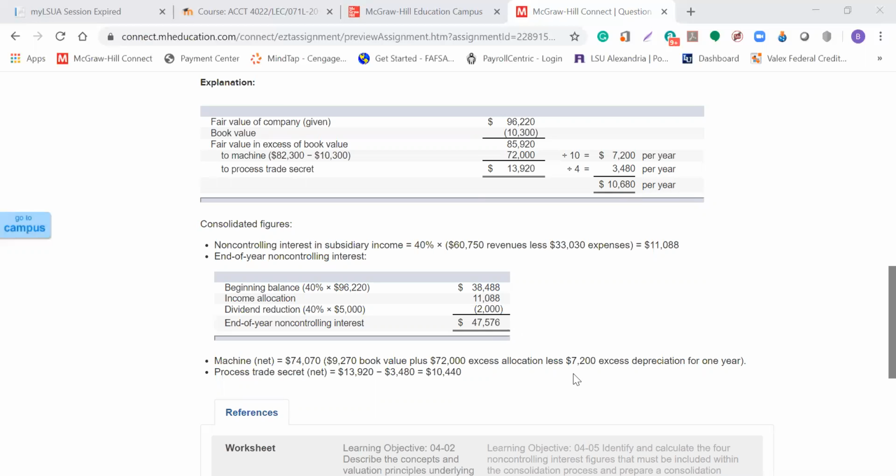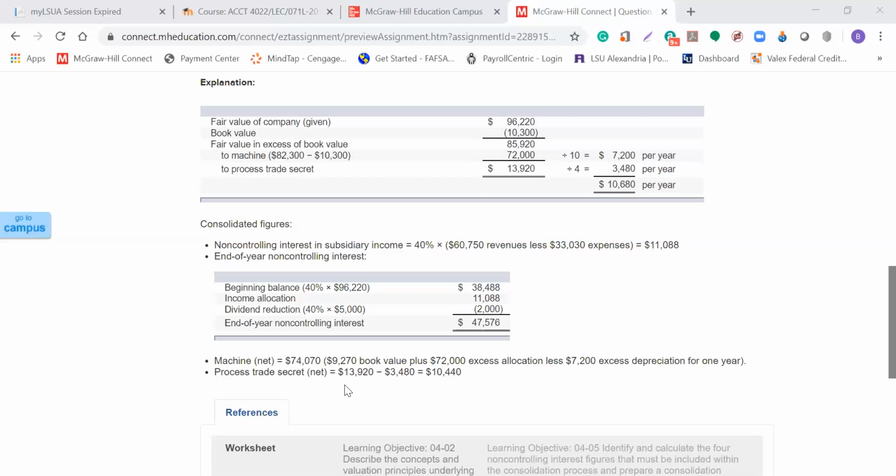At the very bottom here, it shows you how they calculated the machine net. That was $74,070. That's the $9,270 plus the book value of $72,000 minus the excess allocation less the $7,200 in expense depreciation for 1 year, which is here.